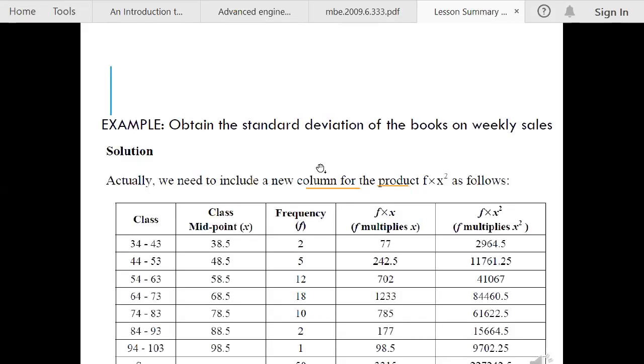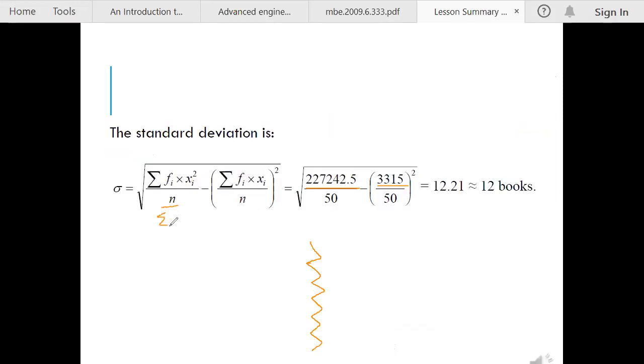Here we are looking at the summation of your frequency, summation f. So 2 plus 5 is 7, plus 12 is 19, plus 18 is 37, plus 10 is 47, plus 2 is 49, plus 1 is 50. So your n here is 50, which is summation f. In this case too, this is also summation f.